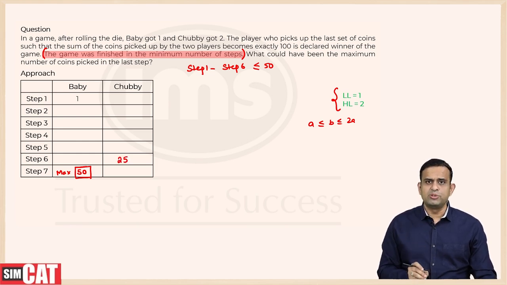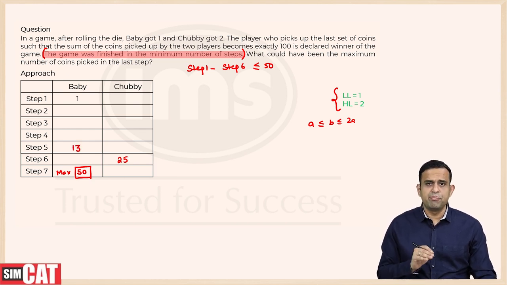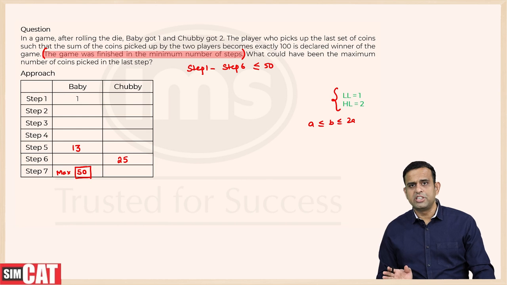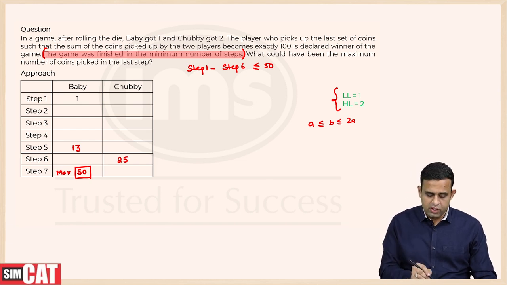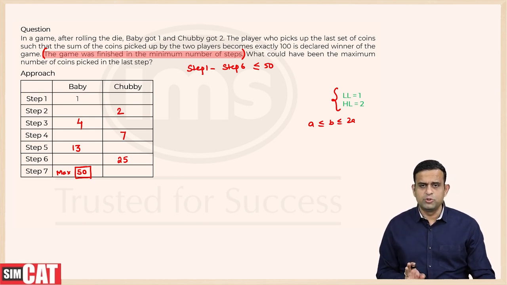Half of 25 happens to be 12.5, which would mean that this particular number should be minimum 13. It can't be 12, because if I pick a 12, then in the subsequent step, the max I can pick is 24. What is half of 13? That will give you 6.5, which would mean that this number needs to be minimum 7. Half of 7 is 3.5. So the least coin picked up by Baby in step number 3 could be a 4. And half of the number 4 is 2, and half of 2 happens to be 1.